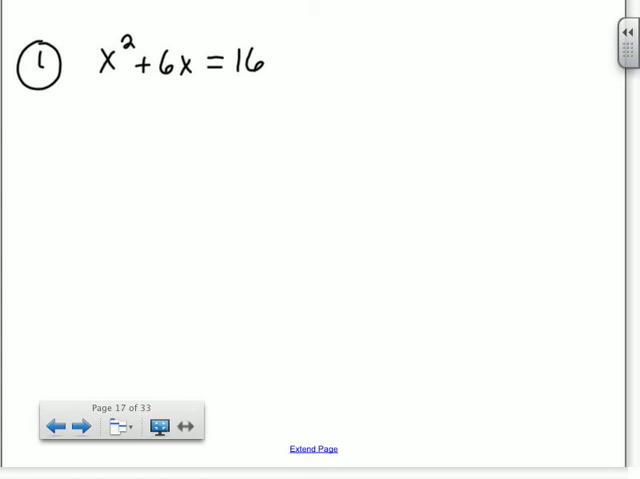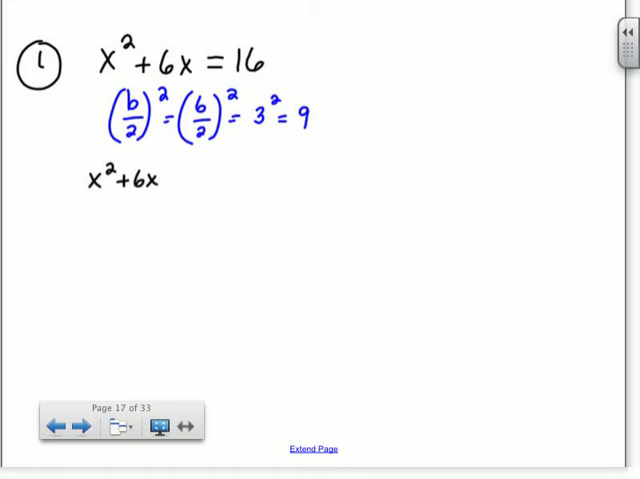Okay, so now that it's in that form, I can do my b divided by 2, squared. So I get 6 over 2 squared, which is 3 squared, so I get 9. Okay, that's going to be the number that I add to both sides of the equation. So I'm going to have x squared plus 6x plus 9 equals 16 plus 9.